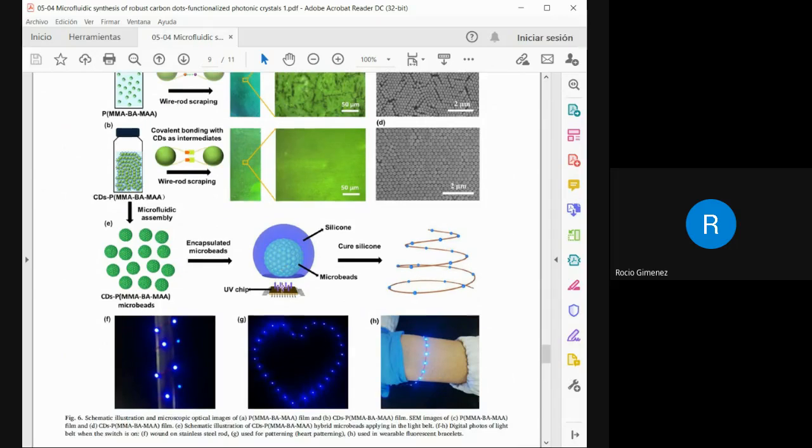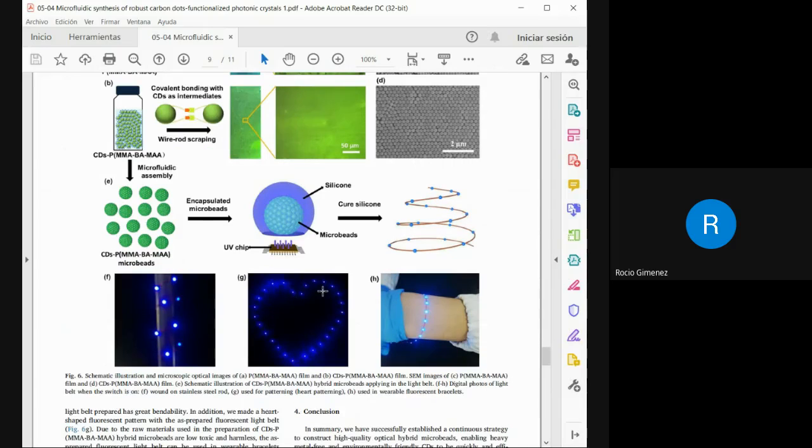Also, based on the blue fluorescence properties of these microbits, they applied them in what's called a light belt, and they were fixed in a UV LED chip emitting at 390 nanometers through silicone. And the light belt emits bright blue fluorescence when the switch is turned on. And because the raw materials used in the preparation of the microbits are low toxic and harmless, they can prepare fluorescent light belts that can be used in, for example, wearable bracelets, like you see here in this picture.